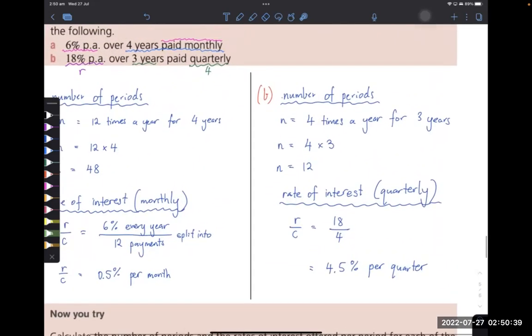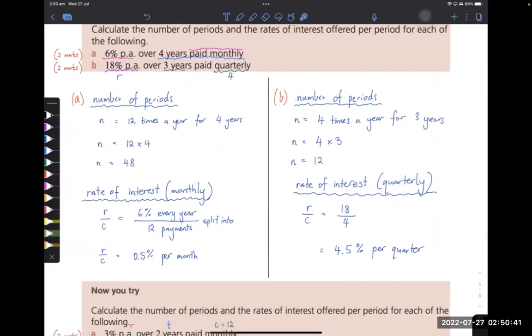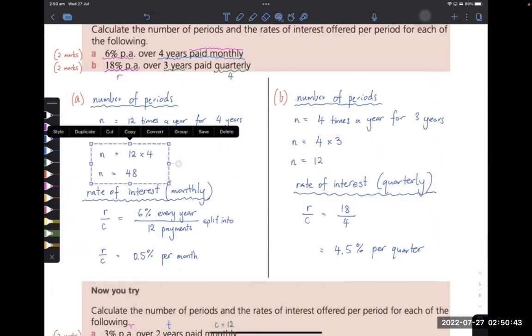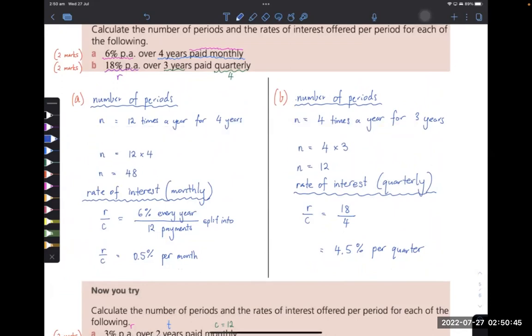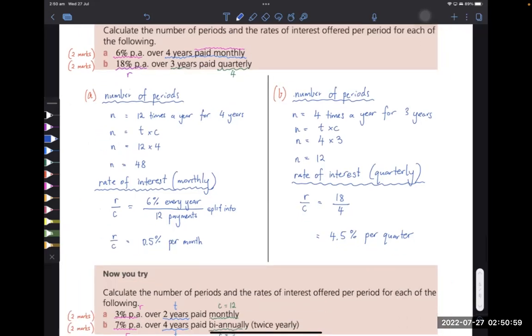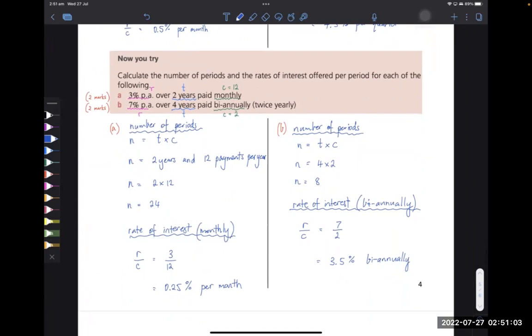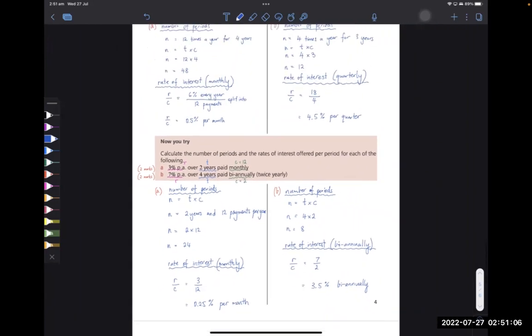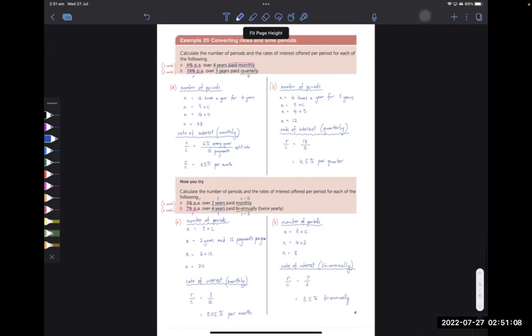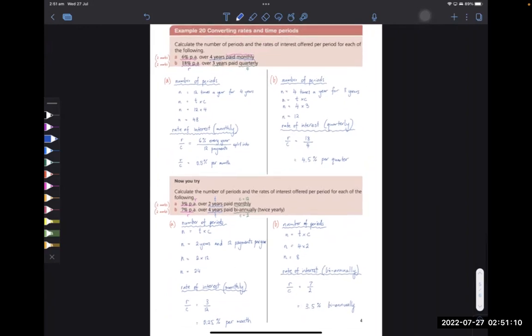If I was to go back up here, I would add in the equation of N equals T times C. N equals T times C. It's the same if you switch around and you go C times T. Same. Okay. So pause the video before we move on to the next section, or you can check on Compass.